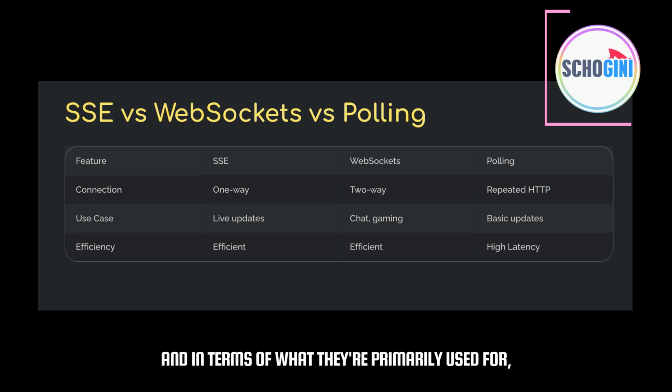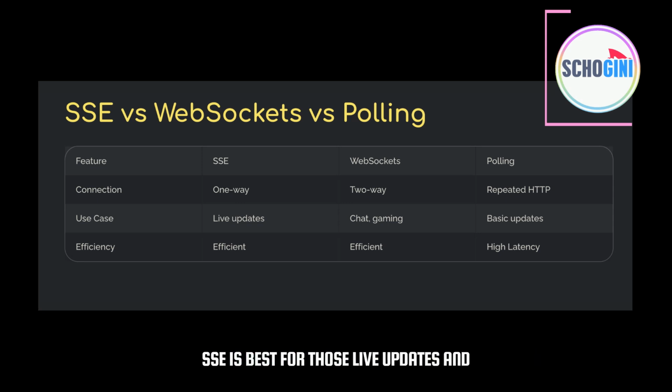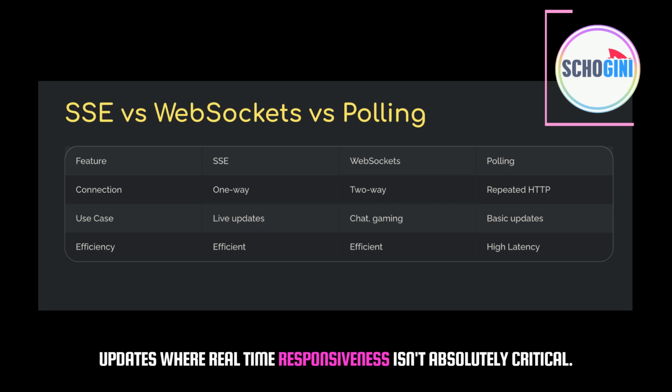Exactly. And in terms of what they're primarily used for, the table really reinforces what we've already talked about. SSE is best for those live updates and notifications where the server is the main broadcaster. Right. WebSockets are the go-to for interactive things like chat and online games, where you need that constant back and forth. And polling seems to be more for basic updates where real-time responsiveness isn't absolutely critical.